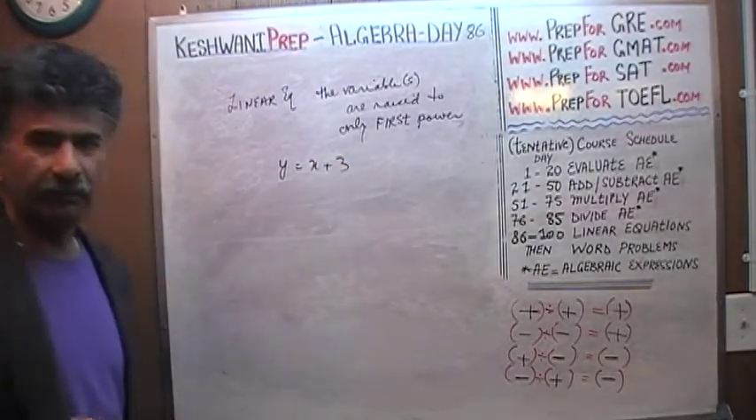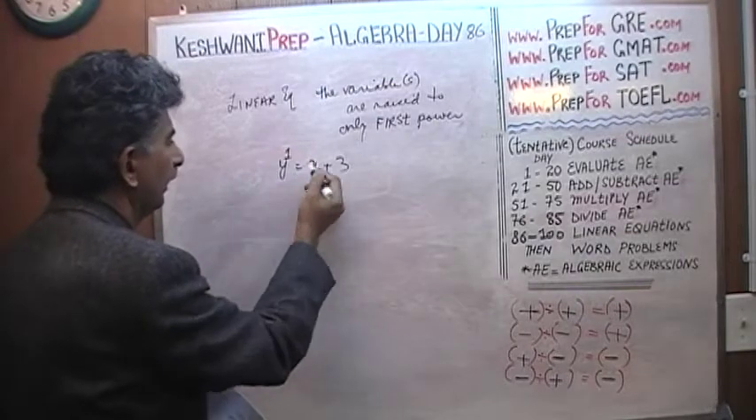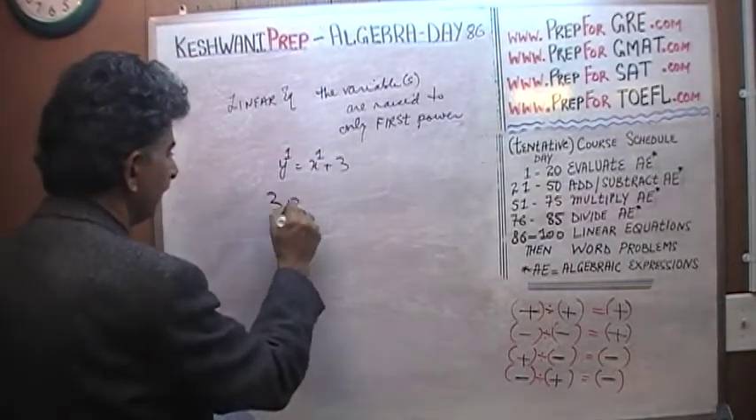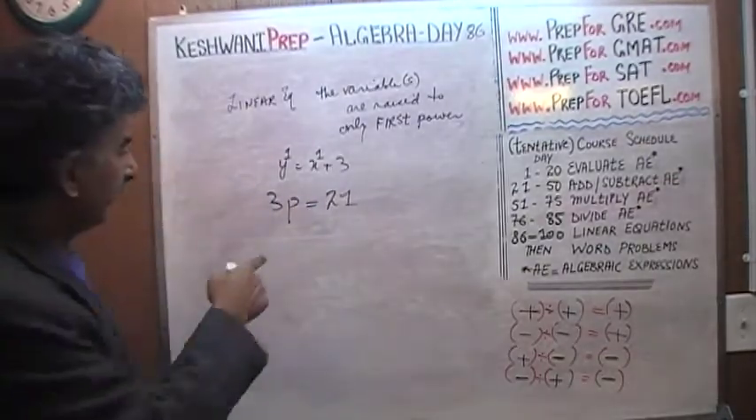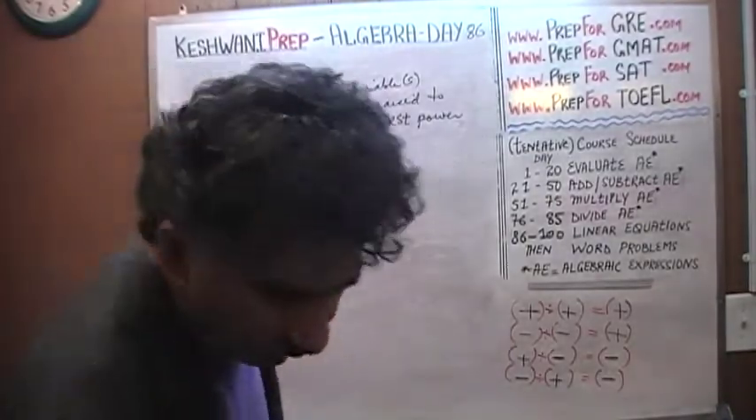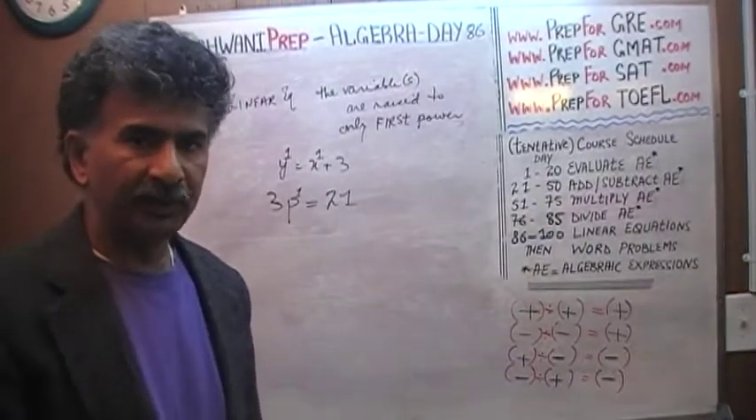Even though it has two variables, y equals x plus 3, it's a linear equation because y is raised to the first power and x is raised to the first power. Here's an example of another linear equation, 3 times p equals 21. Here there is only one variable, but that variable is raised to only first power. It's linear.